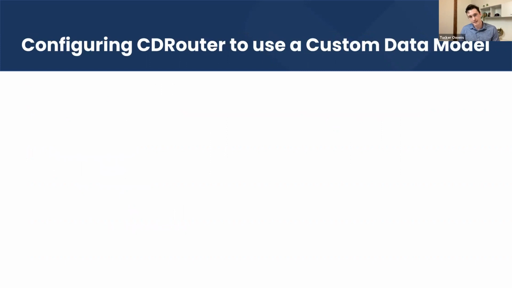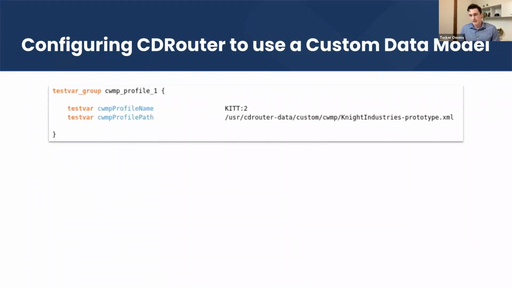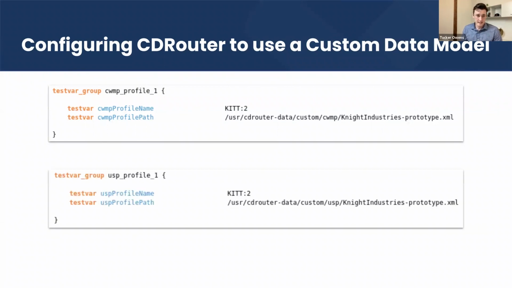So what you'll do is you'll set up CDRouter to use one of these custom data models. And you'll do that, on the TR-069 side, by creating a test var group. Here we have CWMP profile 1, pointing to what we've called our profile name, which is kit 2. And then the CWMP profile path is a complete path to our custom data model on the CDRouter system. And like I said, USP is pretty much identical to CWMP in terms of how it's implemented in CDRouter. That was by design. And so if you want to do this on the USP side, it's the exact same thing. You'll just change CWMP to USP.